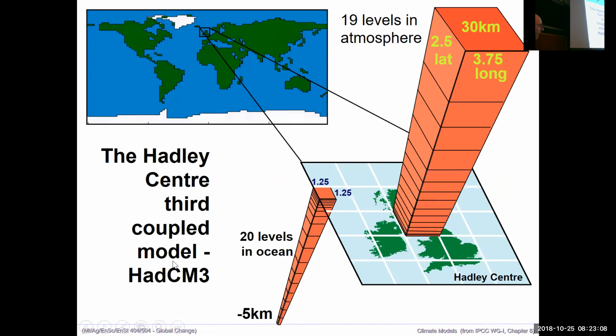A coupled model means that the atmosphere and the ocean are interacting with one another mathematically through those processes we just described. We said in the previous slide that there were boxes reaching up into the atmosphere. And notice in this particular example, the Hadley Third Coupled Model, known as HadCM3, has many boxes reaching up 30 kilometers into the atmosphere. And they are 2.5 degrees in latitude in the north-south direction, and 3.75 degrees in longitude in the east-west direction.